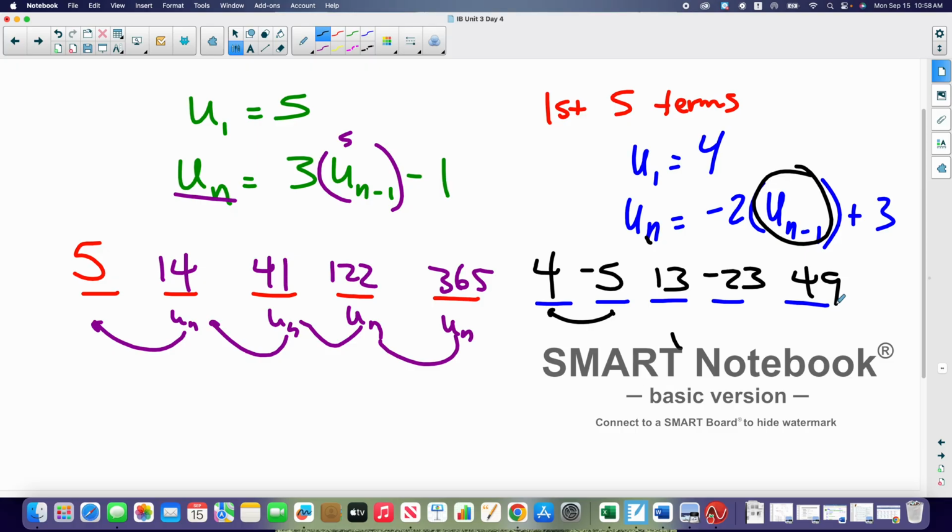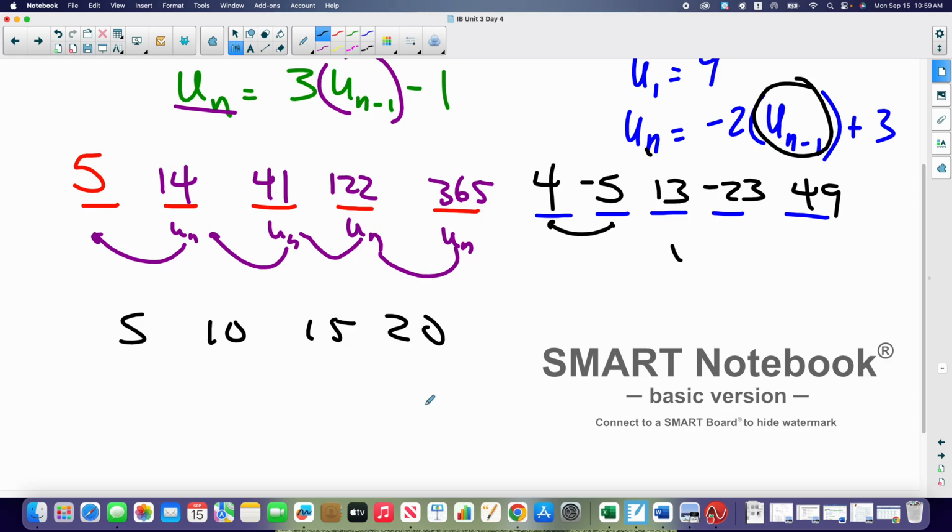Now, if I gave you the sequence 5, 10, 15, 20, and I asked you to write a recursive sequence for that, the first thing you would tell me is that the first term is 5. Then you would tell me, how am I getting from one to the next? I'm adding 5. So it's Un minus 1 plus 5. Take the previous term and add 5 to it. And that would be my recursive series.